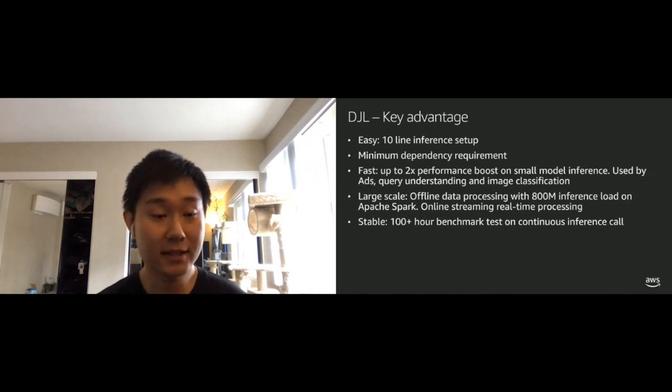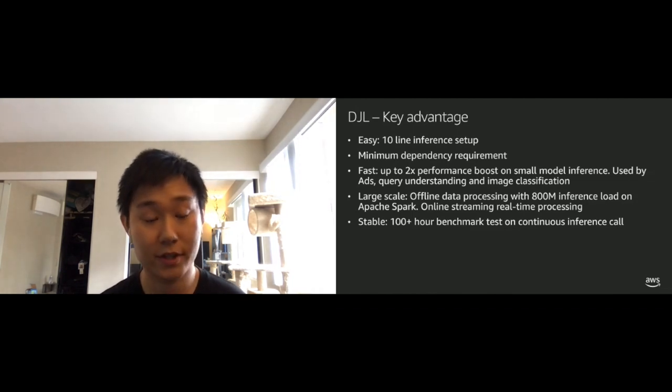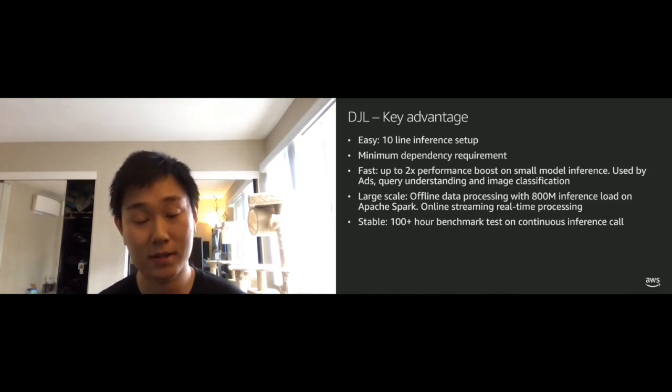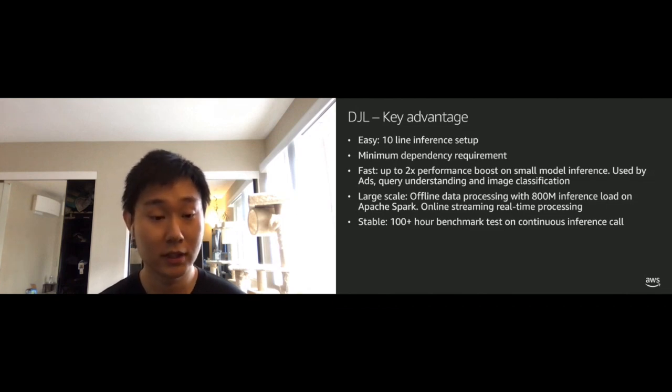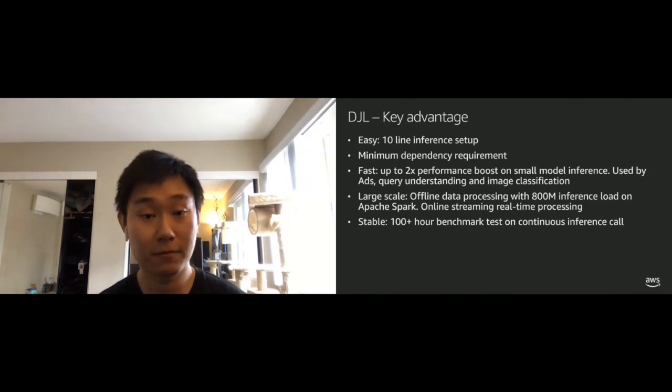And besides that, the DeepDraw library also has support for large scale, where you can run offline data processes with more than 800 million inference load with Apache Spark on a cluster of machines. And also you can use the DeepDraw library with online streaming tasks, such as using it as a middleware inside of Apache Flink. Since it's a Java package, you simply import this package and do all the inference tasks. And we also provide the corresponding examples in our demo site where you can try that to get the integration.